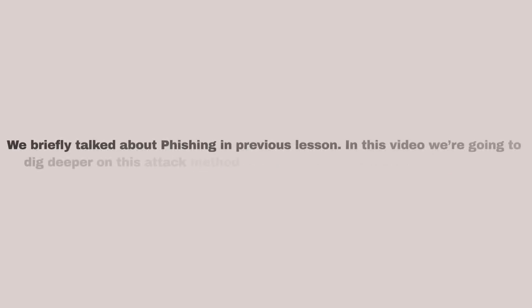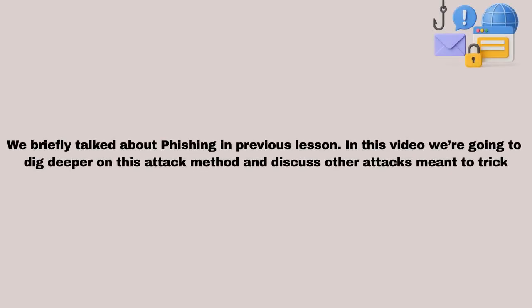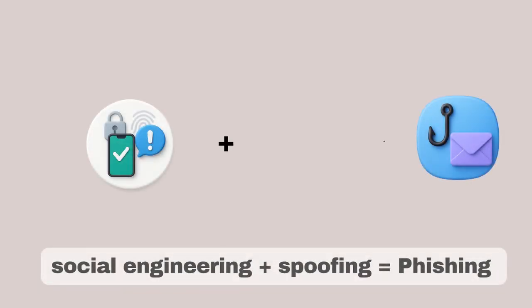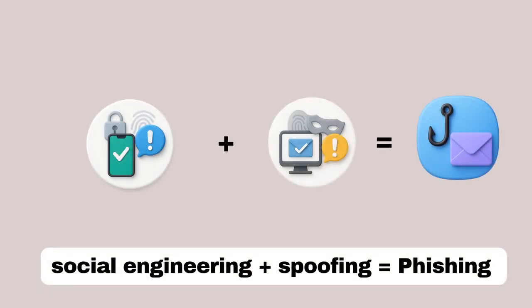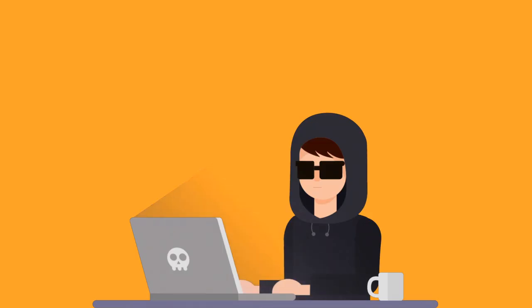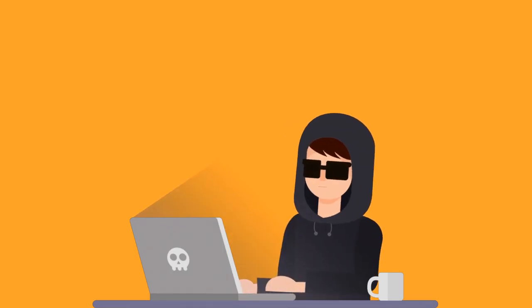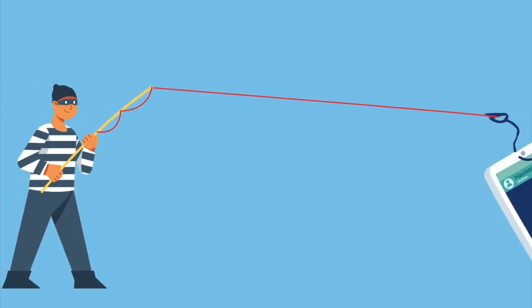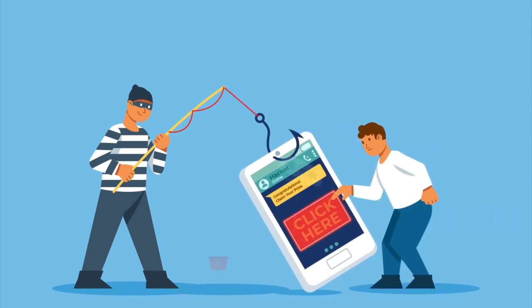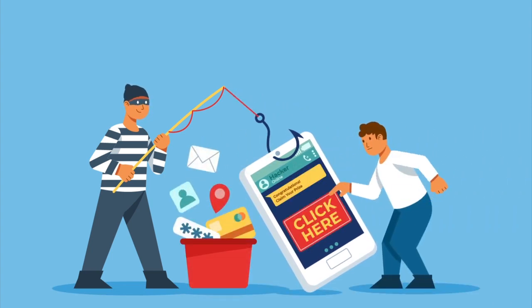We briefly talked about phishing in a previous lesson. In this video, we're going to dig deeper on this attack method, and we're also going to discuss other attacks meant to trick. Phishing is a classic cybersecurity attack that combines social engineering and spoofing. These attacks usually involve someone trying to trick you into clicking a link, downloading malware, or entering credentials on a fake site that looks legitimate.